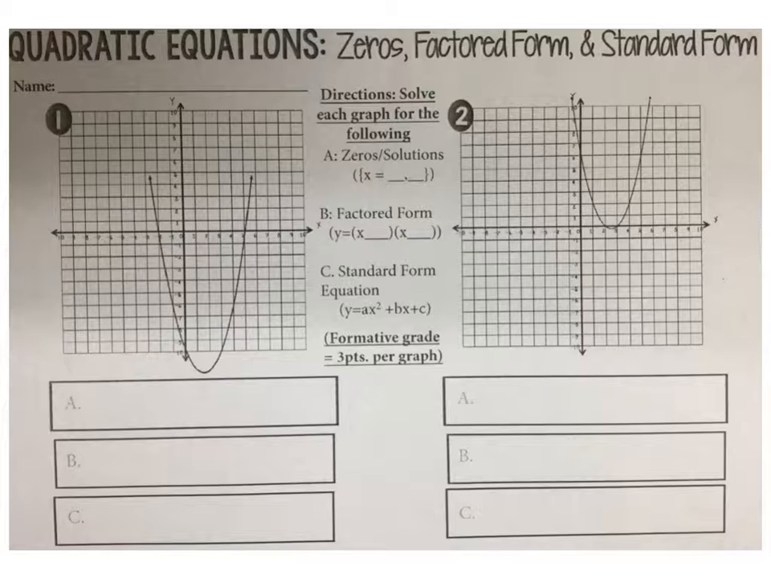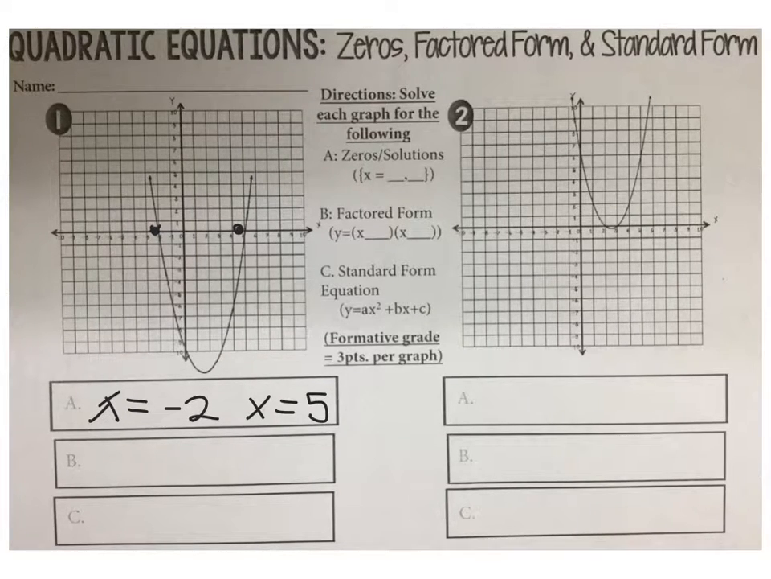Okay, so what we want to do is write from the graph the zeros, the factored form, and the standard equation. To do this, remember that our zeros are the same as our x-intercepts. So our x-intercepts are at x equals -2 and x equals 5.